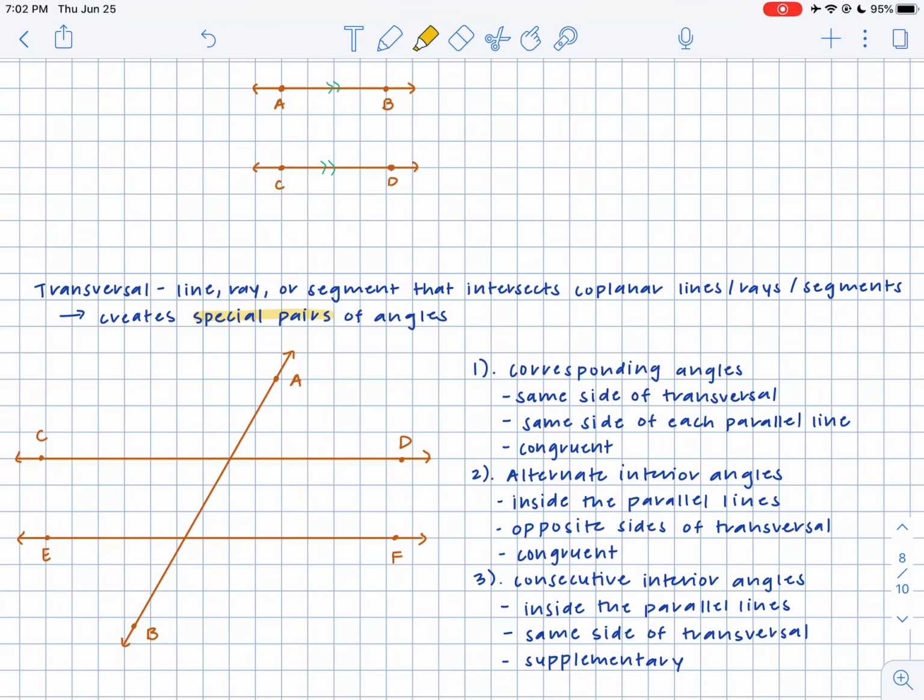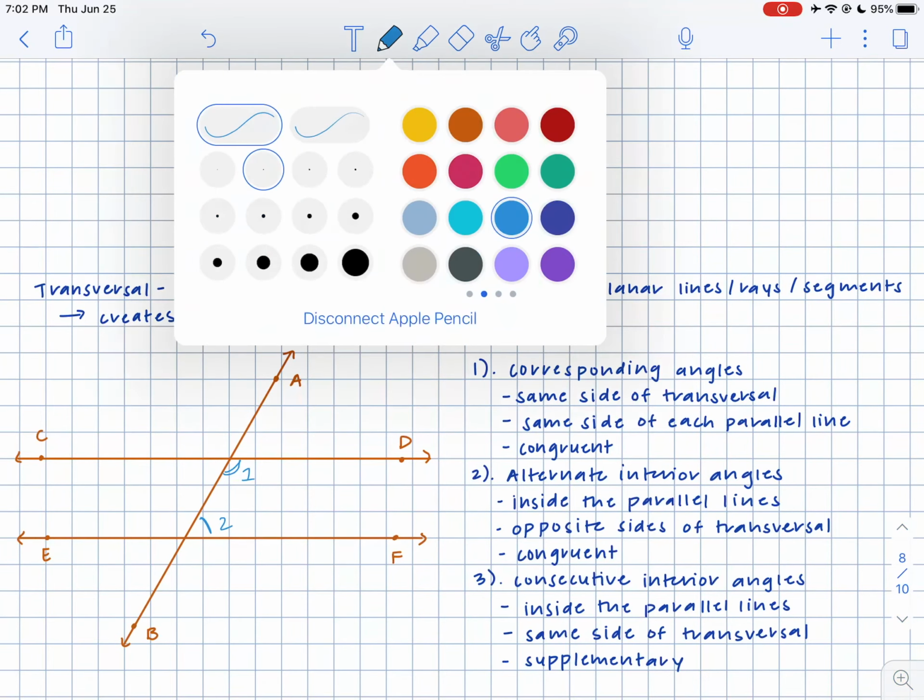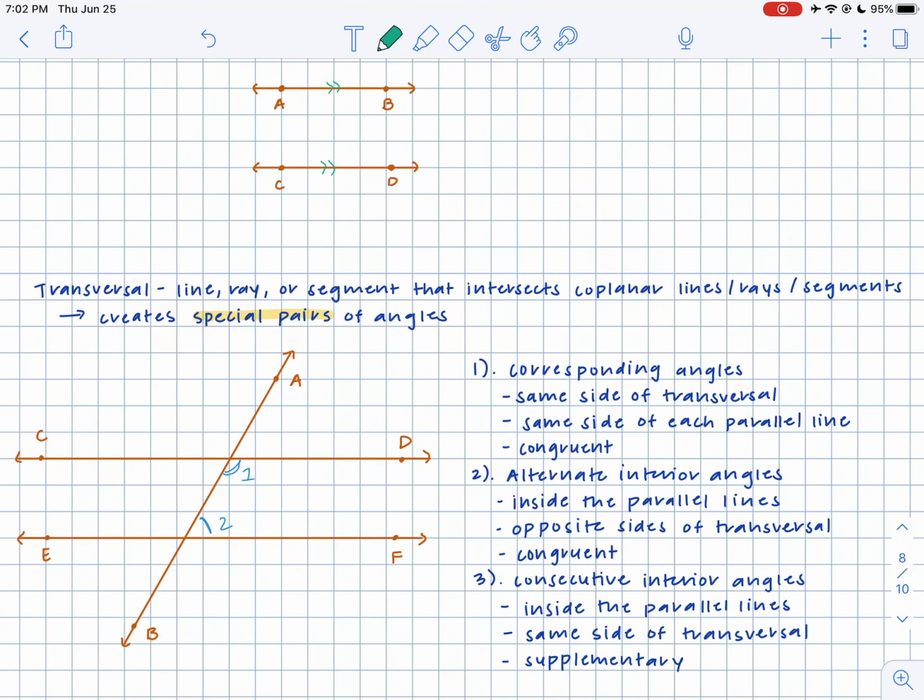But this time, they're on the same side of the transversal. So this, angle 1, angle 2, these are consecutive interior angles. What is the significance? They are supplementary. Maybe you might not see this now, but as we get into the proofs and the postulates, you can see why that is. Okay, so 1 and 2, those are a pair of consecutive interior angles.